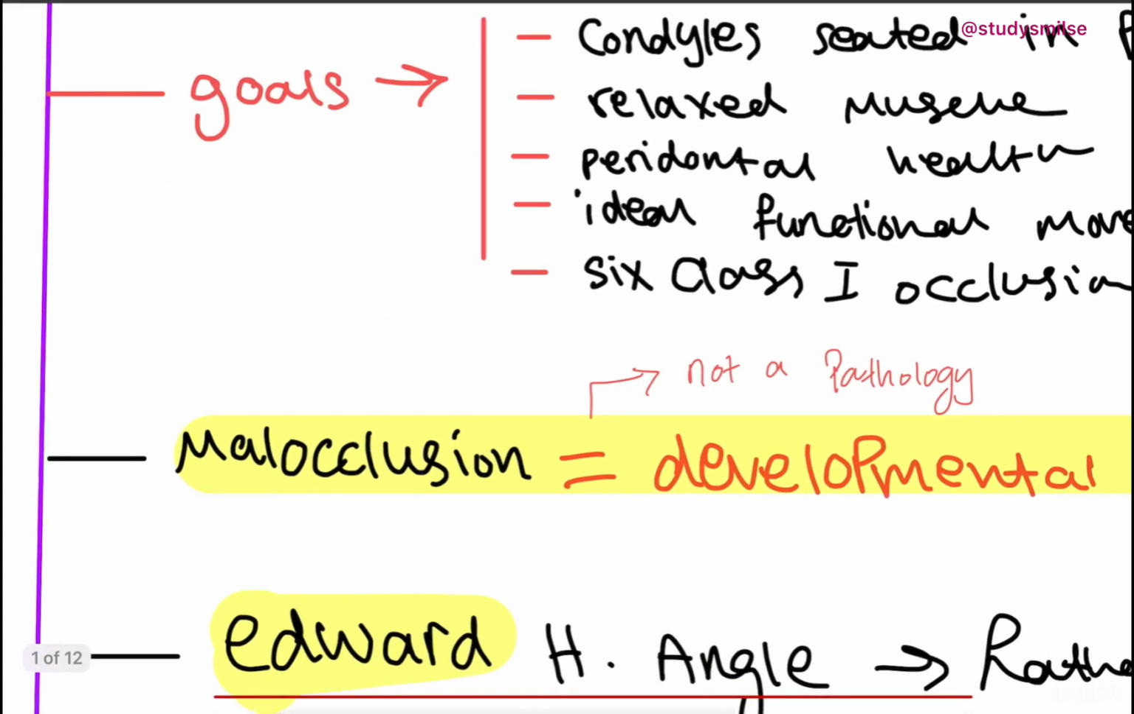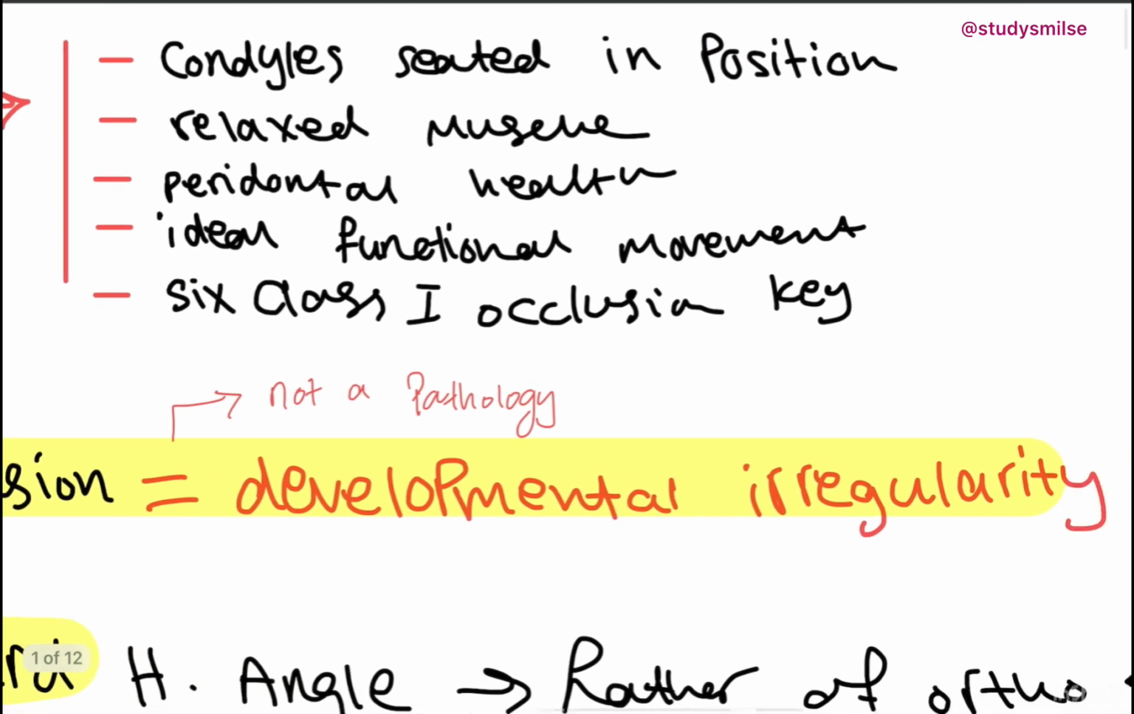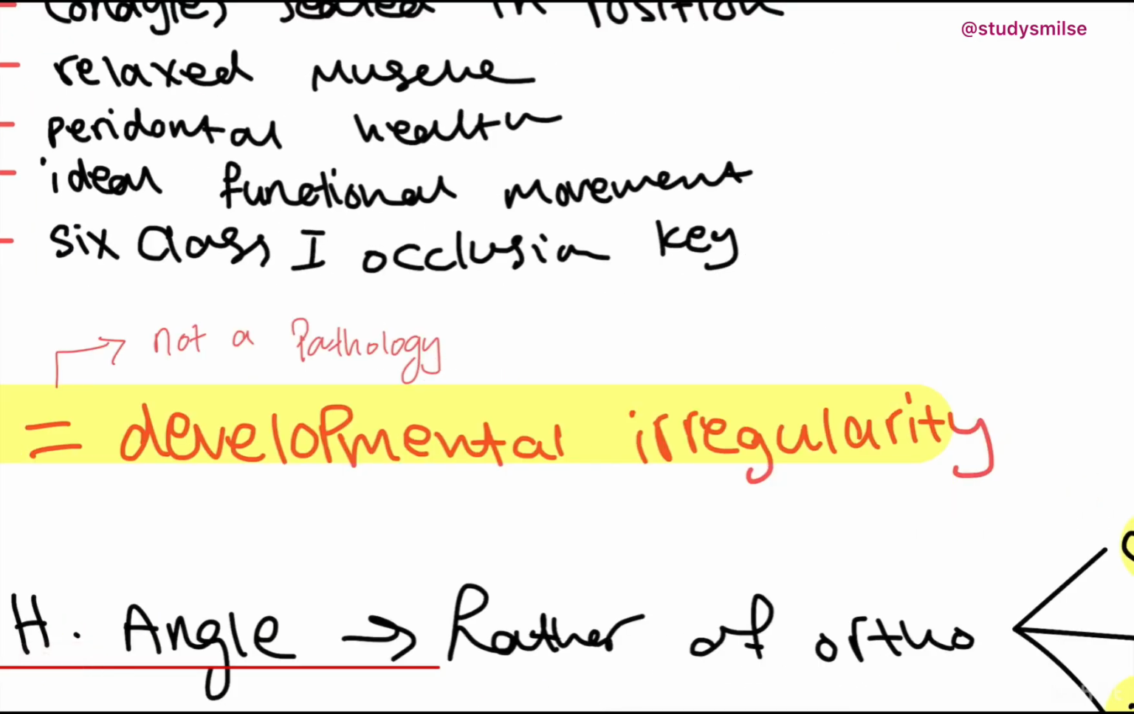Remember, malocclusion. So what is the meaning of malocclusion? It is a developmental irregularity. Remember that it is not a pathology.